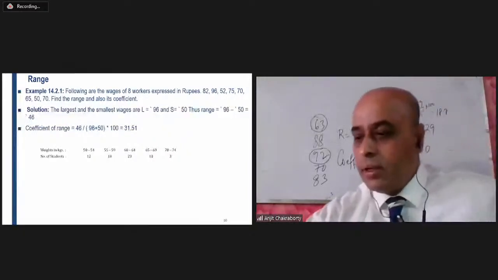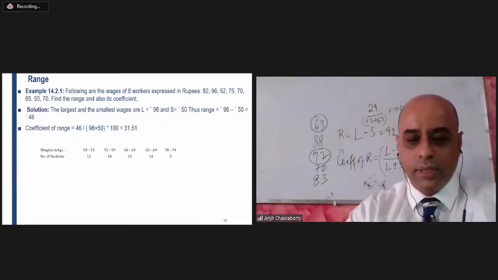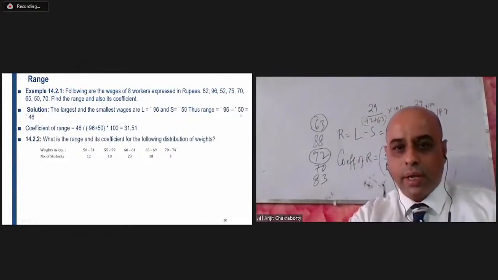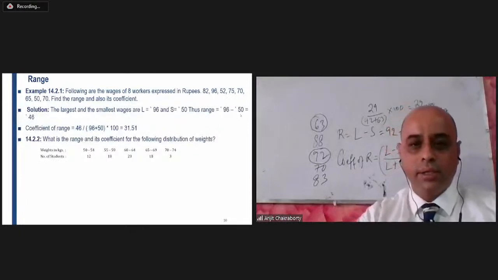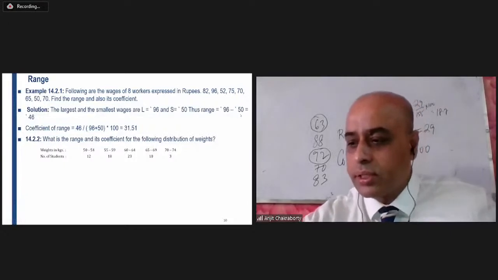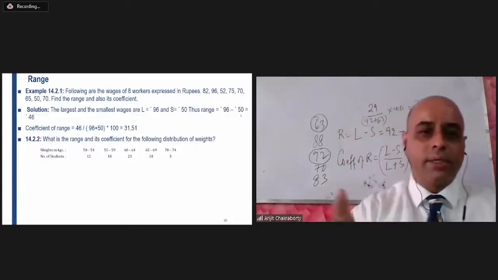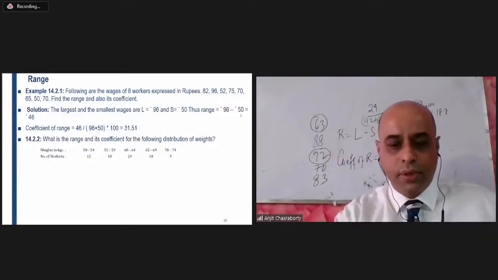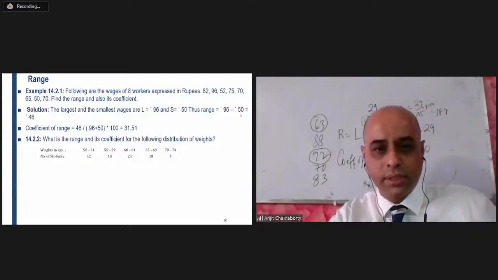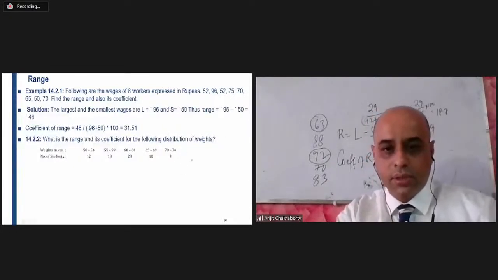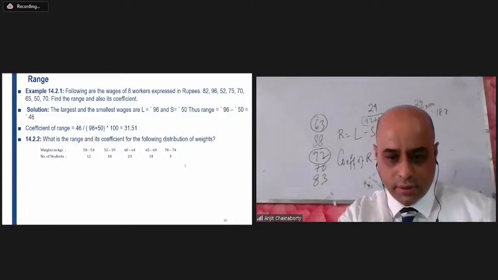Now let us see the second example. Please see the second example on the slide. This is from the study material. So kindly note that the range and the coefficient we have to find out. Please note in this case, it is a frequency distribution. The frequency distribution, please note, is discrete. Okay, it is not a continuous frequency distribution. So how to handle in this particular situation? So what to do? Let us see.